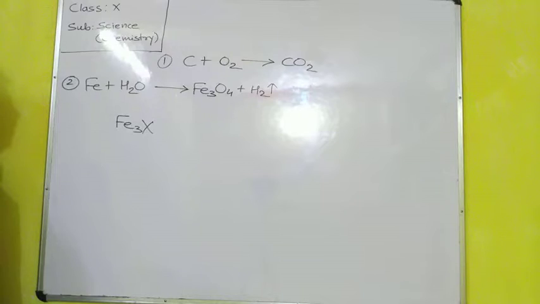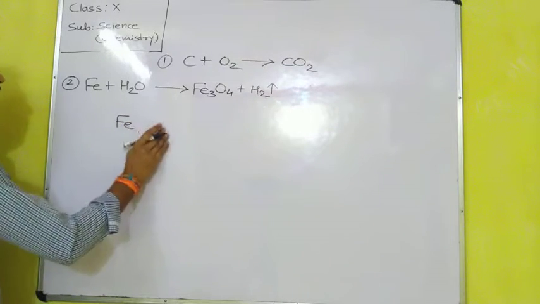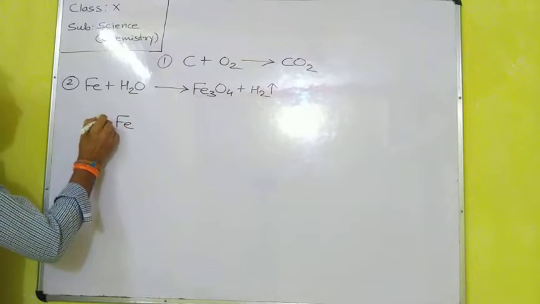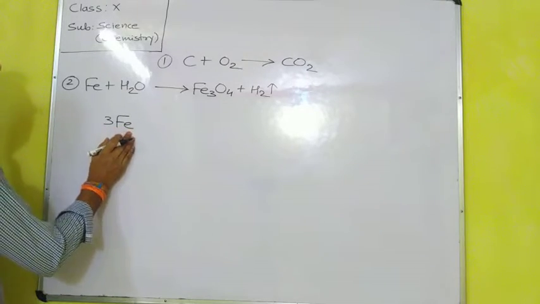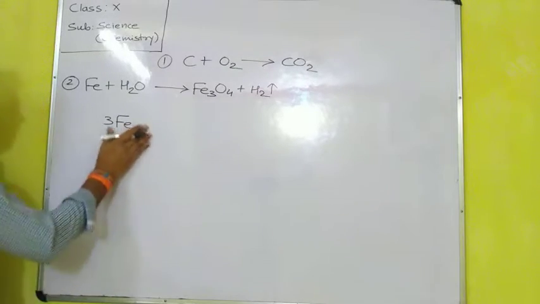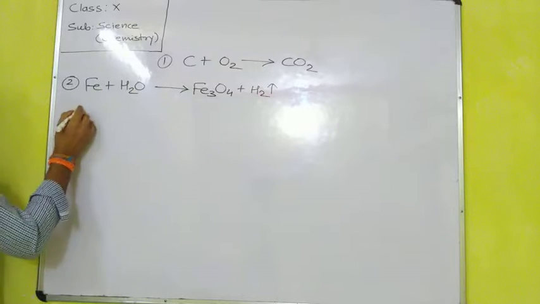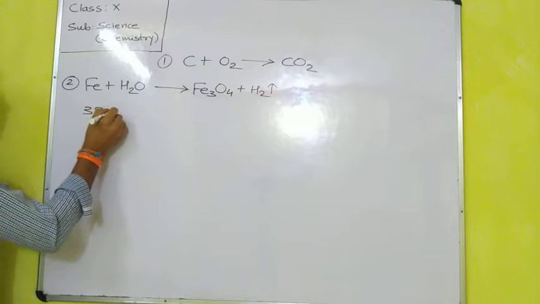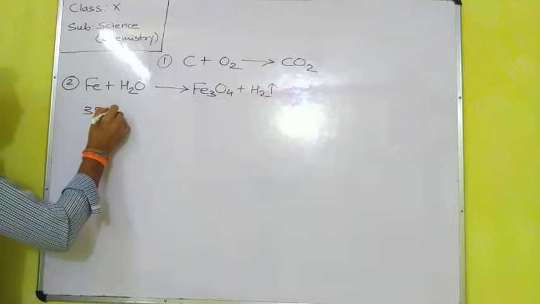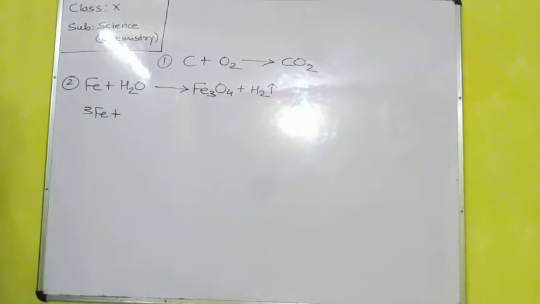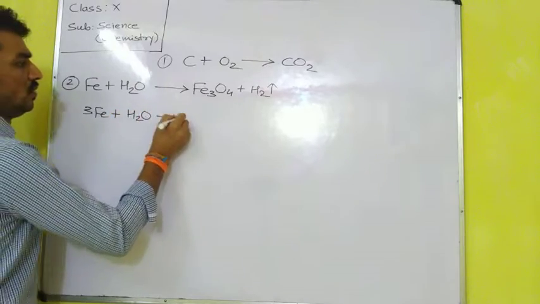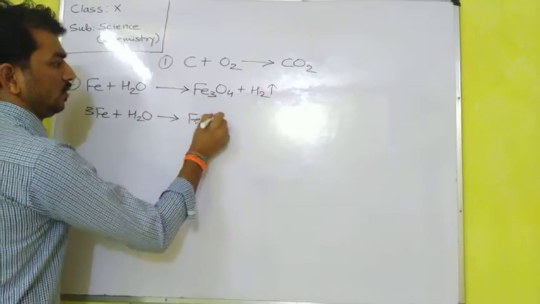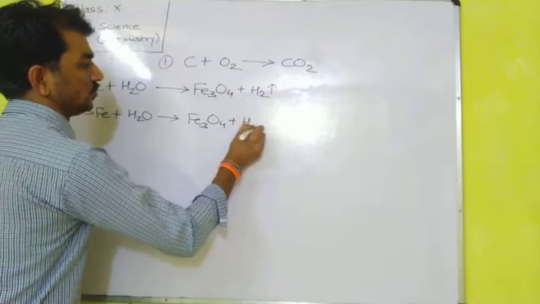Okay, this is the wrong method of balancing the chemical equation. In front of the symbol, each symbol, we can multiply by numerals. So here it will be 3Fe. You have to multiply by 3 because 3 atoms of iron are present in the product side. So 3Fe plus H2O is equal to Fe3O4 plus H2.